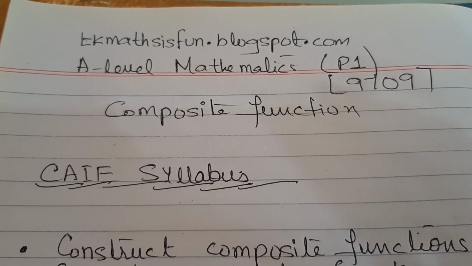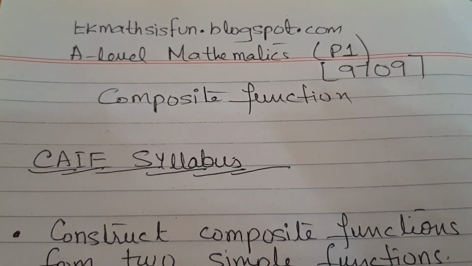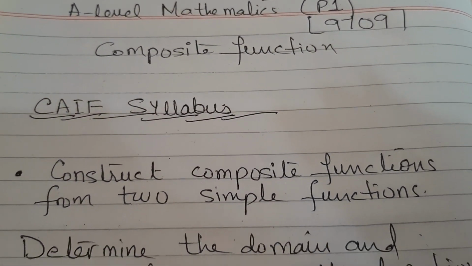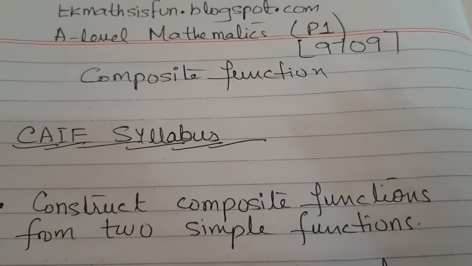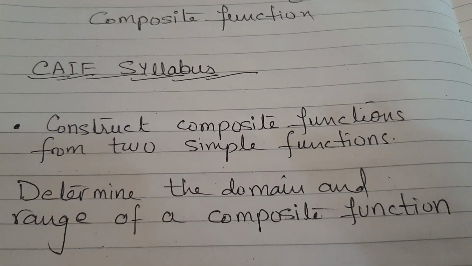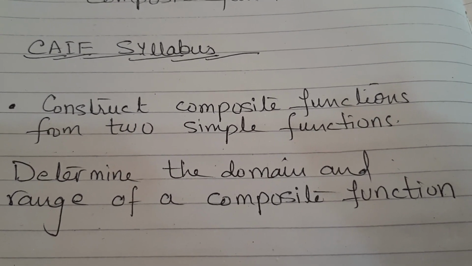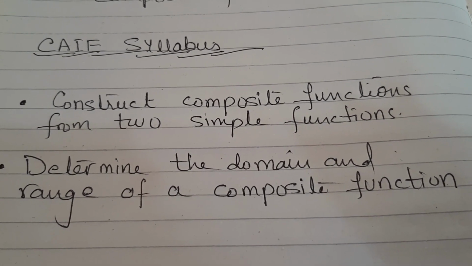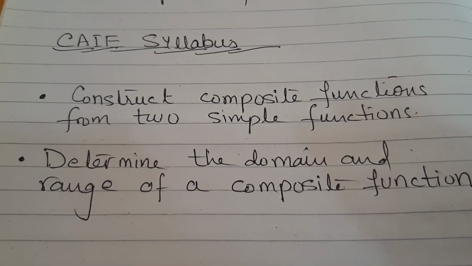So let's just start with the basic questions and then 6 examples to find the domain and range of the composite function. I have just picked up 2 points from the CIE syllabus, because composite function is in A-level mathematics P1, which is paper 1 mathematics. The two concepts I'm focusing on in this video are how to construct a composite function from two simple functions, and then determine the domain and range of a composite function. So let's just start with the basic question.